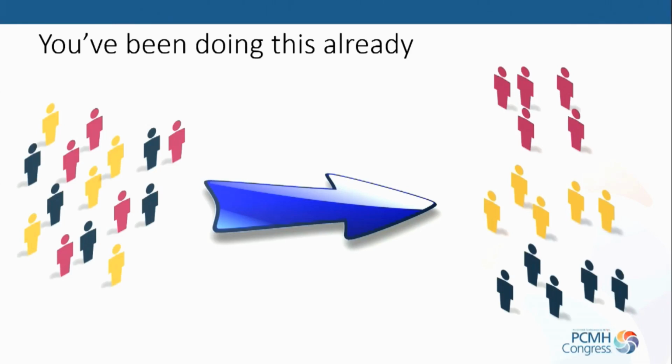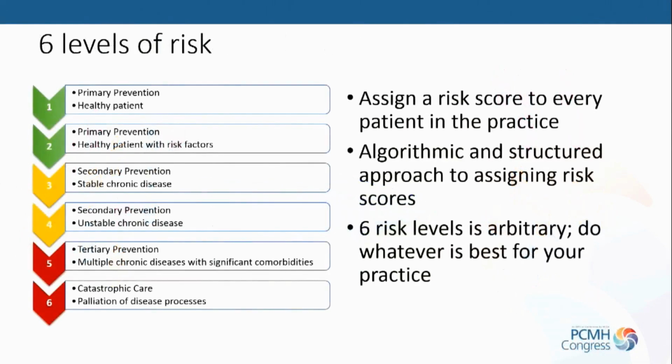So for a long time, you've been sorting patients into groups and managing them accordingly. This is just a more formal way of going about that. And in this formal way, we're going to sort patients into one of 6 different levels. Level 1, the lowest risk patient.